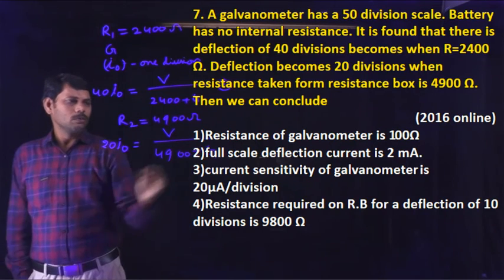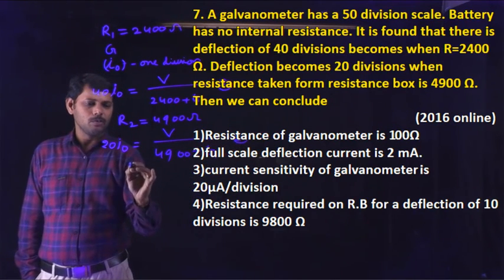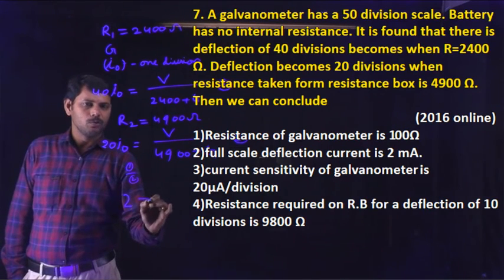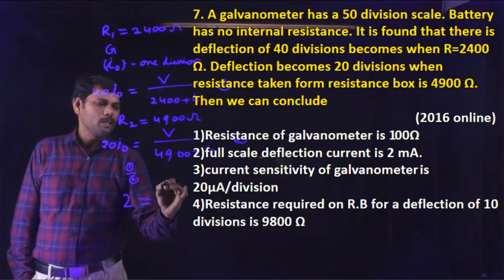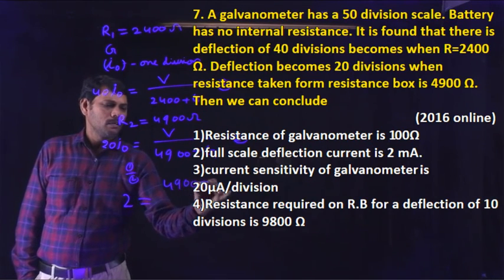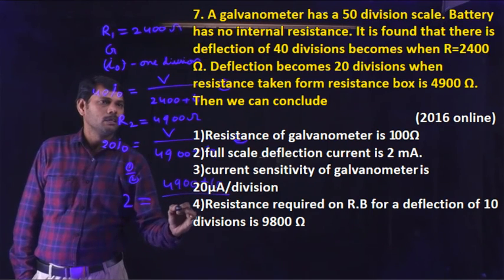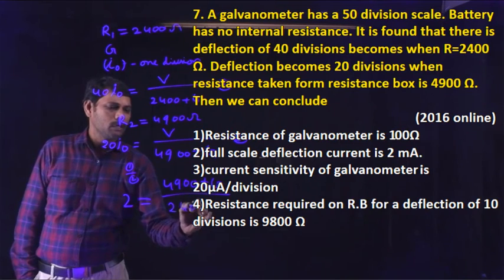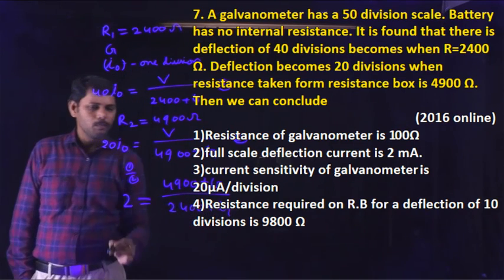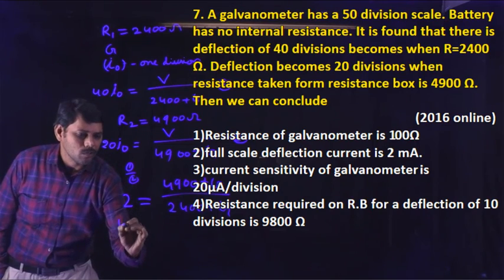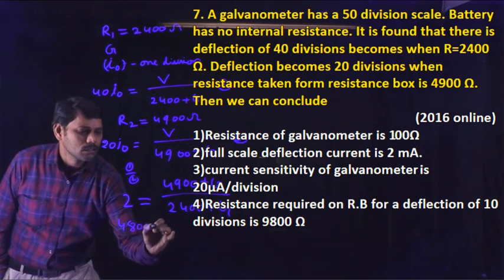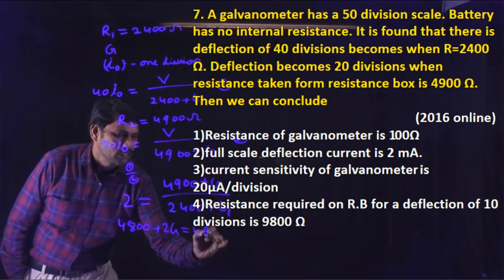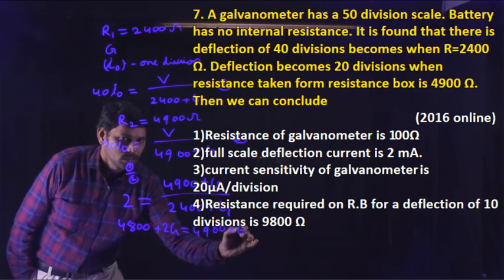Take the ratio of equations 1 and 2. Equation 1 by equation 2. On the left hand side it becomes 40 I naught by 20 I naught, which is 2. On the right hand side it becomes 4900 plus Z whole divided by 2400 plus Z. On cross multiplying we get 4800 plus 2Z is equal to 4900 plus Z.